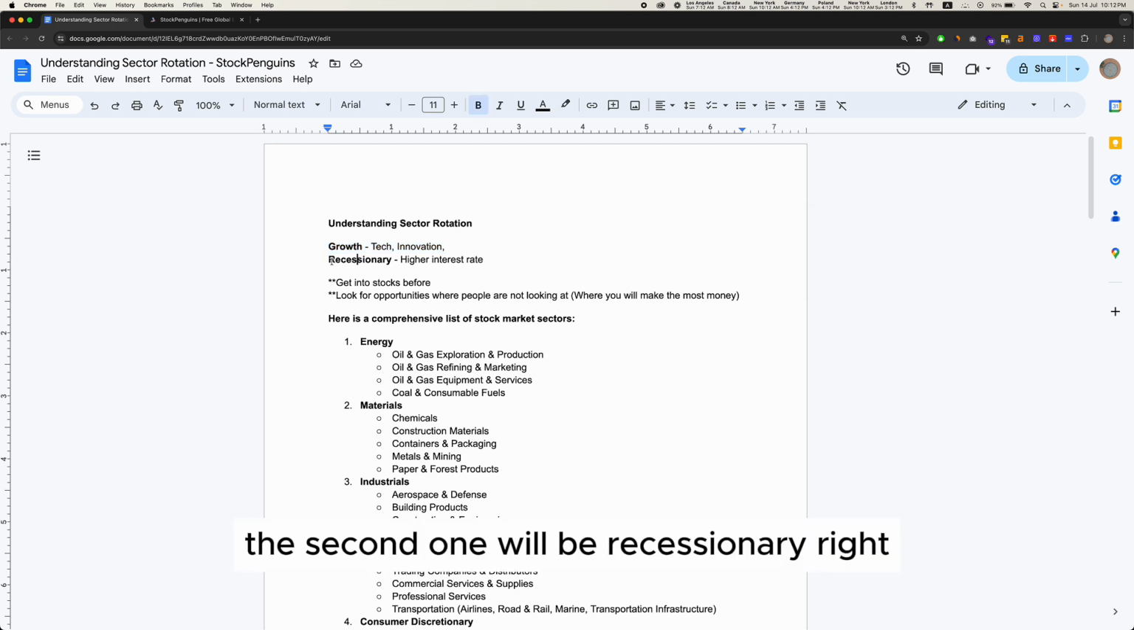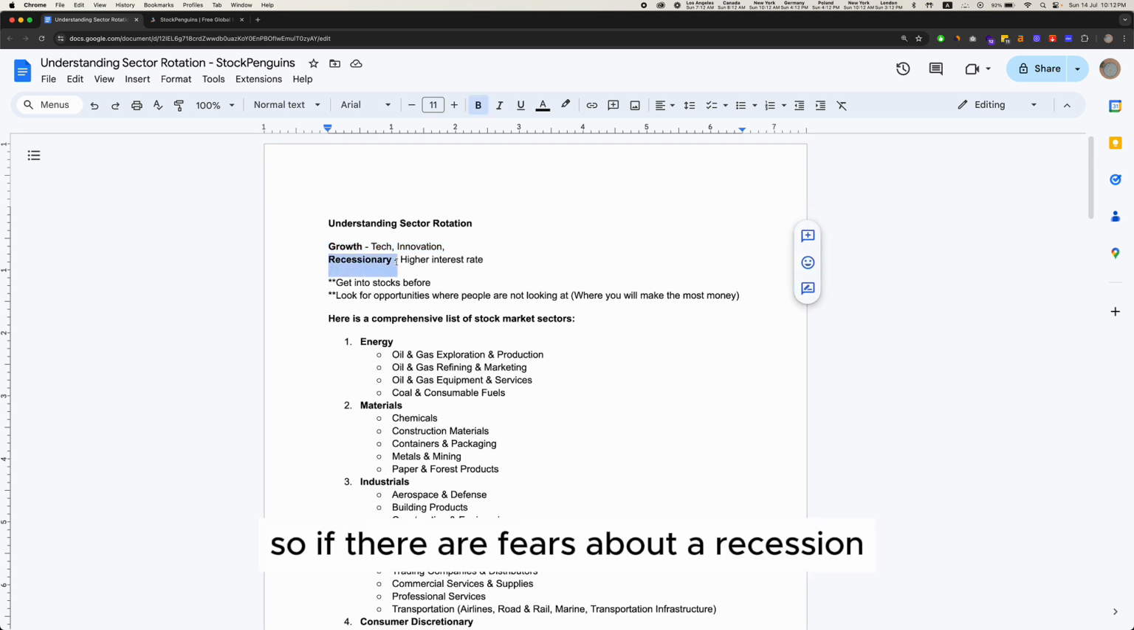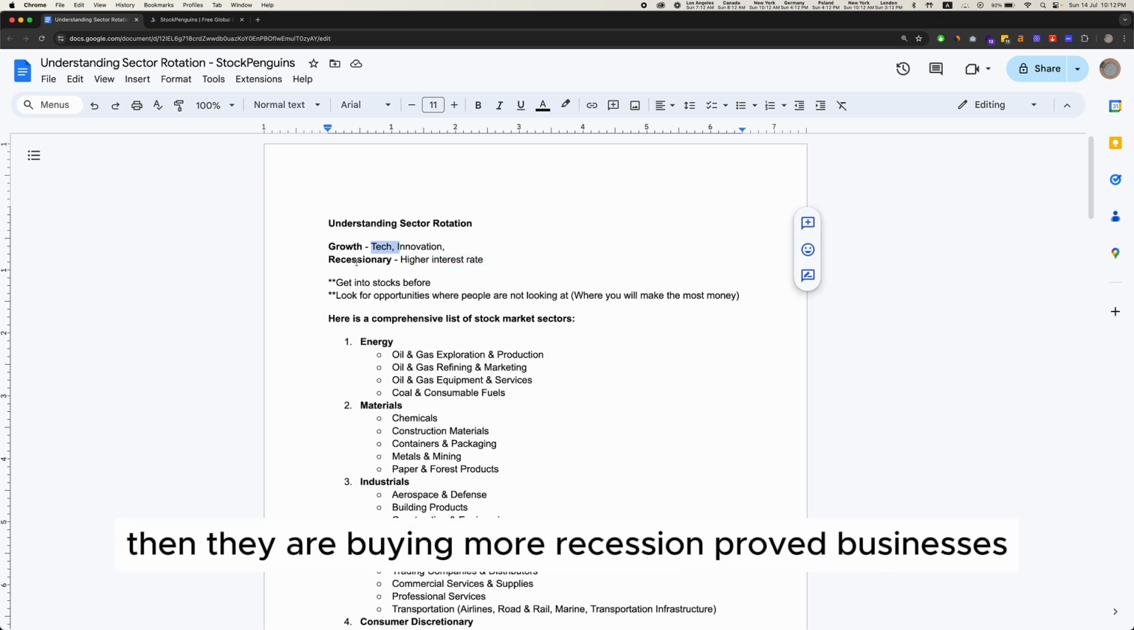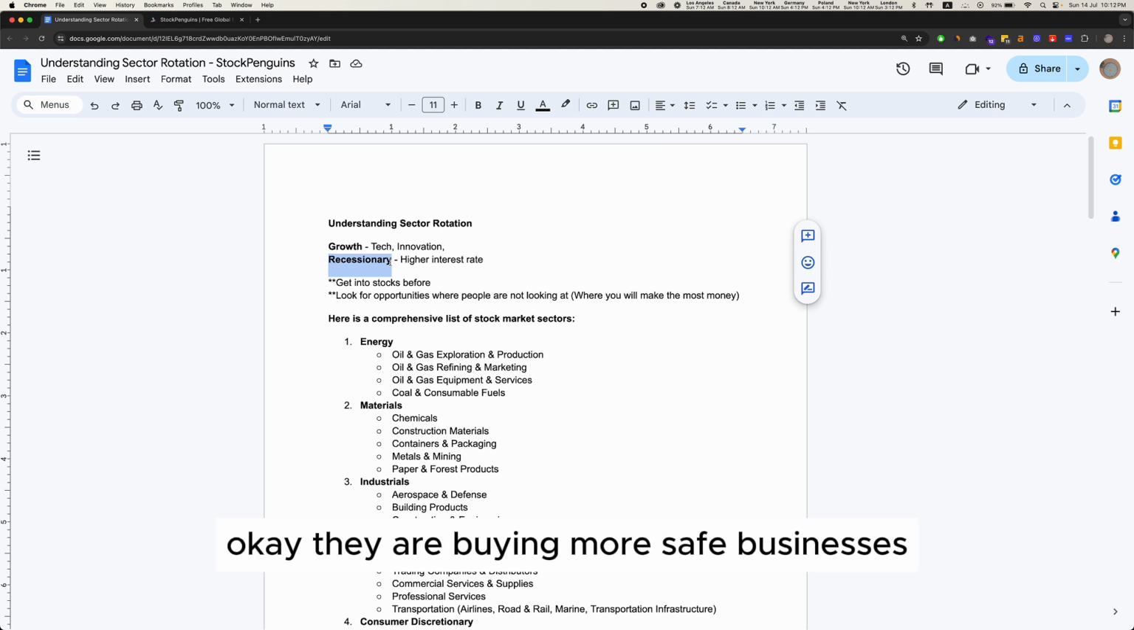The second one will be recessionary, right? So if there are fears about a recession, if there's, for example, generally a higher interest rate, and people are selling away their tech stocks, for example, then they are buying more recession-proof businesses. Okay, they are buying more safe businesses in a sense that they have confidence in.